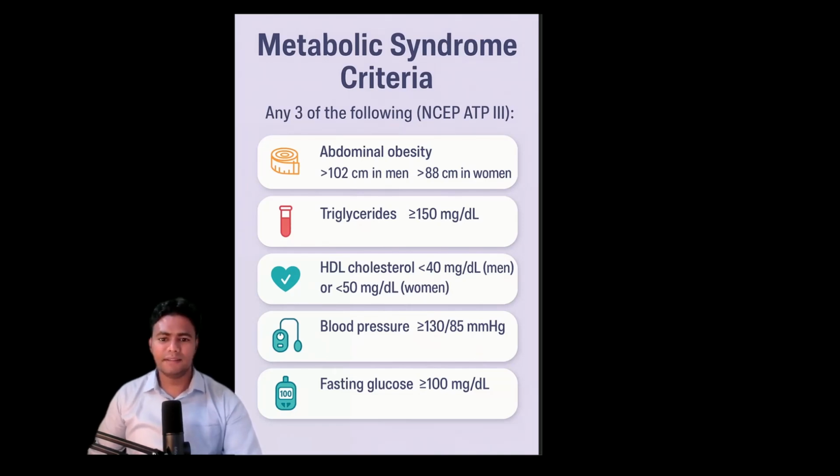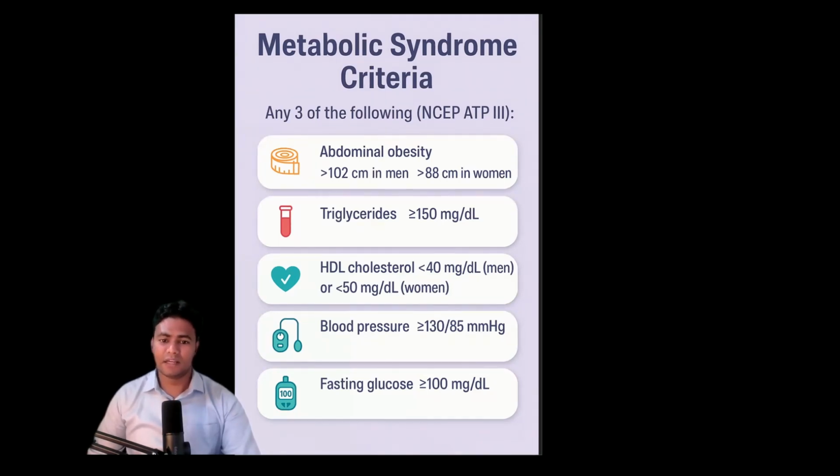As you can see on the image shown here, the first criterion is abdominal obesity. For men, the cutoff is 102 centimeters or 40 inches. For women, the cutoff is 88 centimeters. So that's one of the important criteria. Then we have the triglycerides, or TG, when it's above 150 milligrams per deciliter.